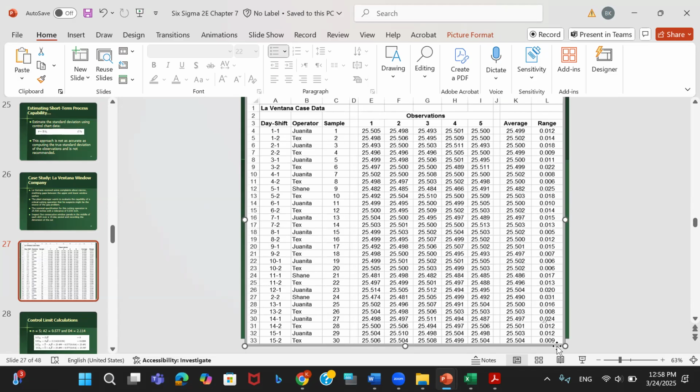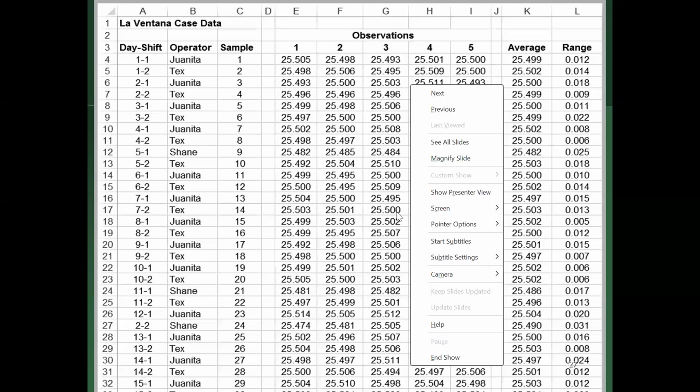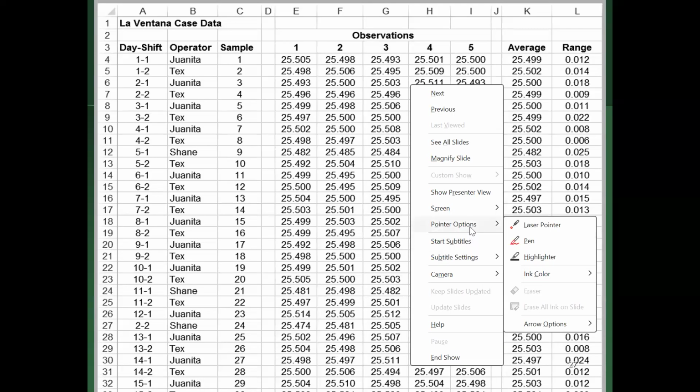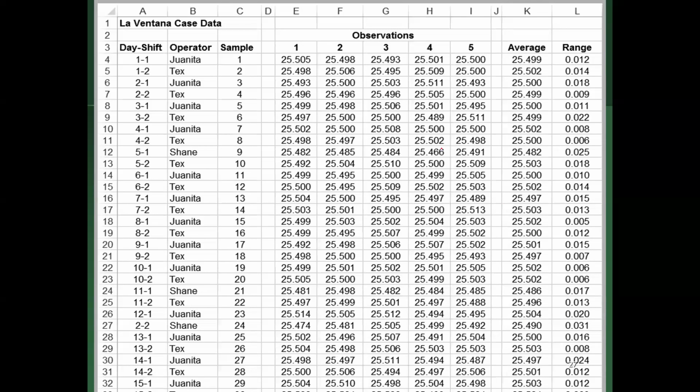Again, this is very important. We have 30 samples, and the size of the sample is 5.